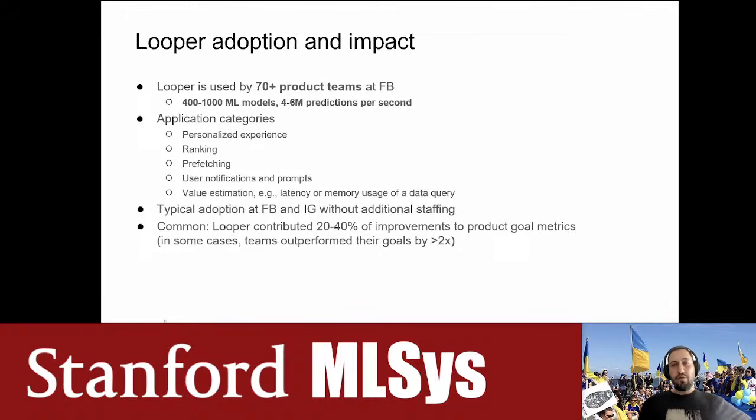It is common for product teams to improve their product goal metrics that they declared for a calendar period by 20 or 40% of their total improvement due to Looper. So Looper contributes to 20 to 40% improvement of what they managed to do during the calendar period. In some cases, the teams outperform their goals by 2x.